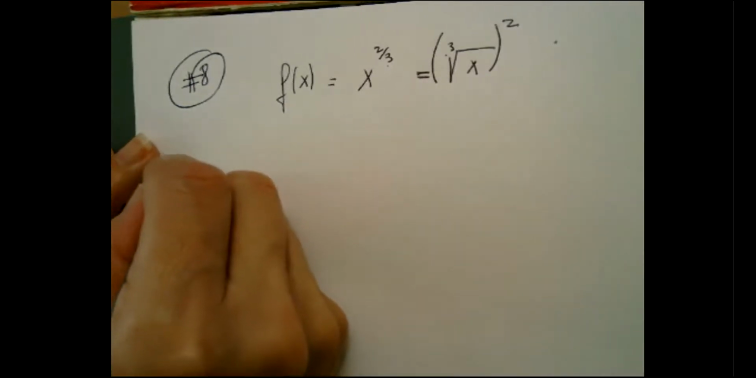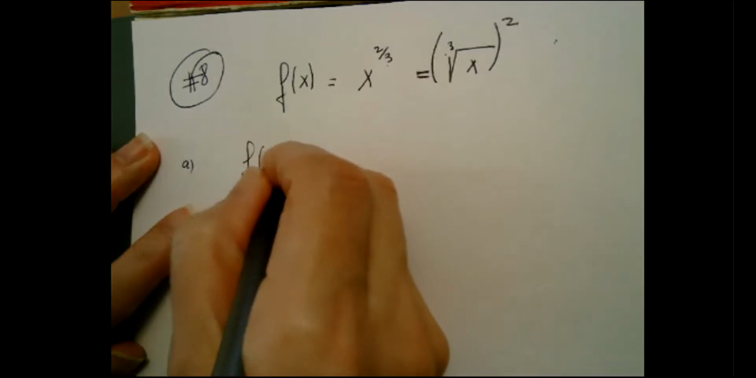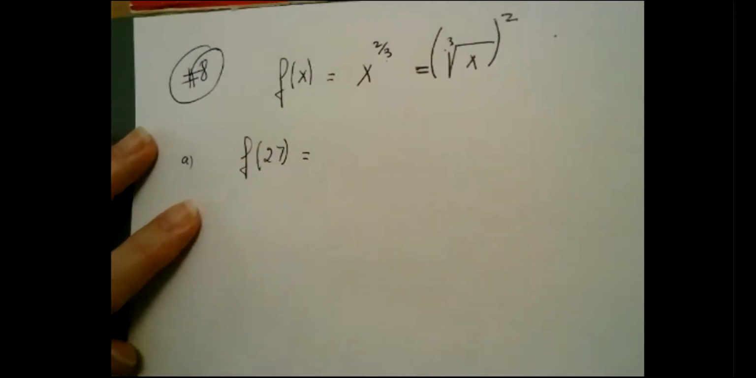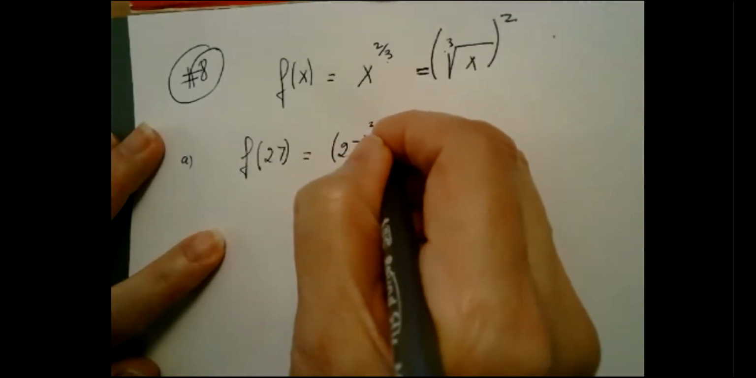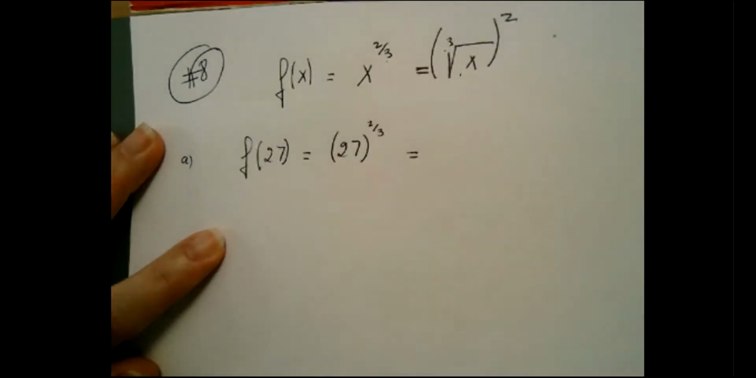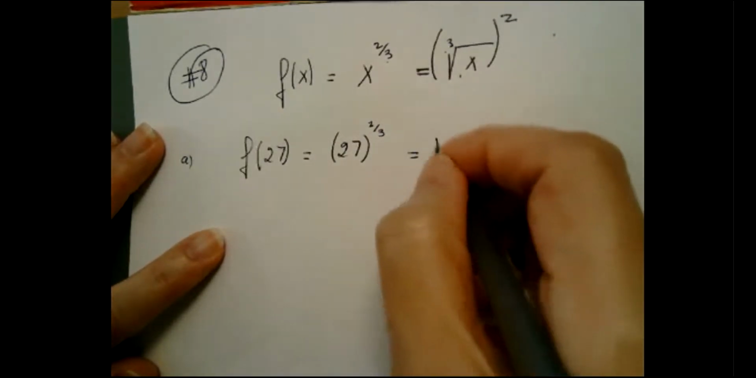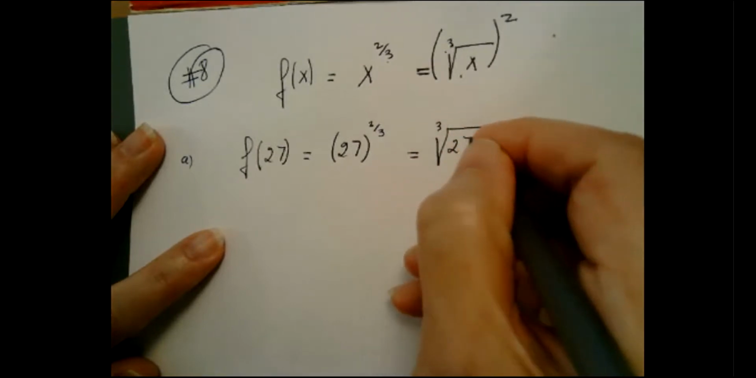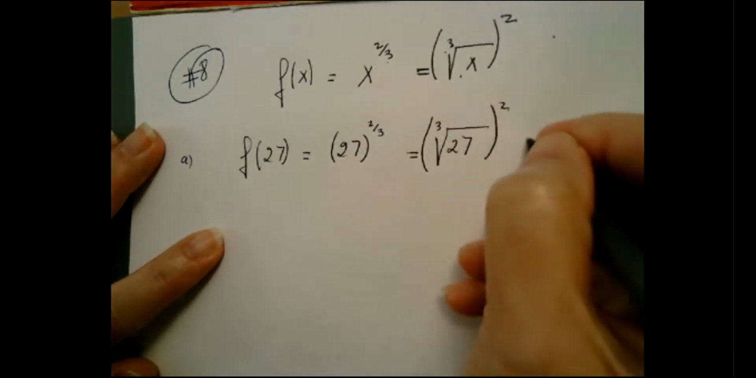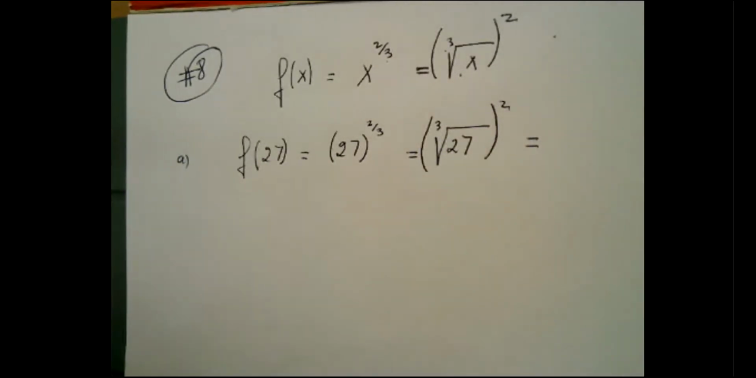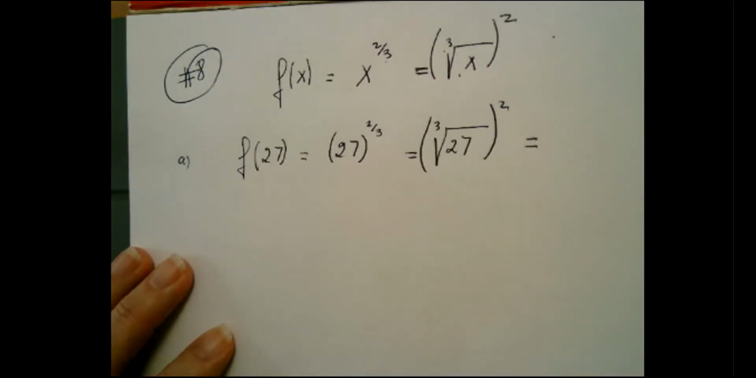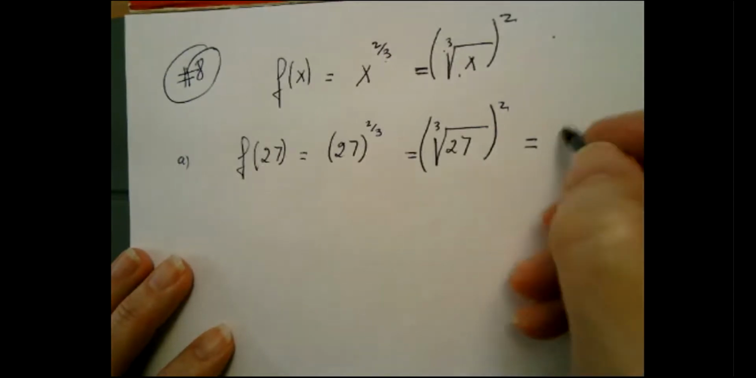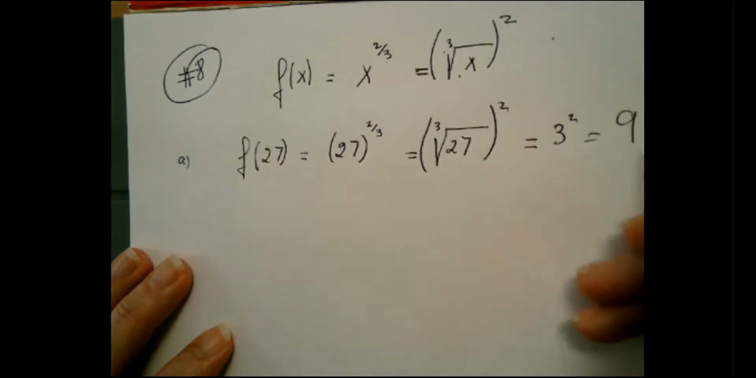So the first question is, find f of 27. It means 27 to the 2/3. Now to compute this, it's easier for me to go to the nth root. So this is the cubic root of 27, the whole thing to the power 2. Now when I rewrite it this way, I understand. The cubic root of 27 is, which number to the power 3 gives me 27? 3. 3 squared is 9.